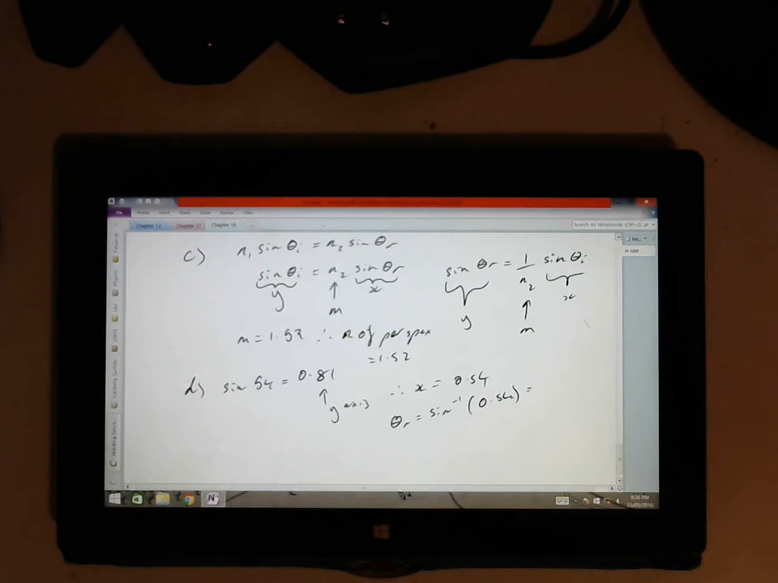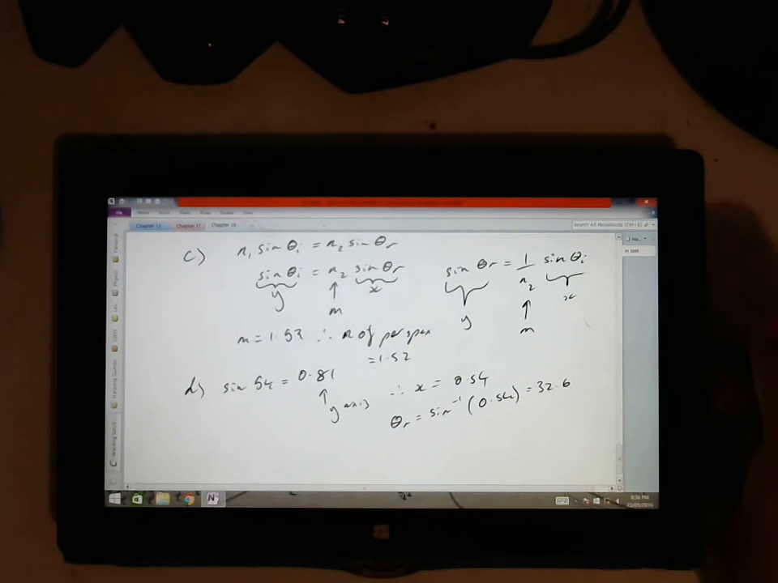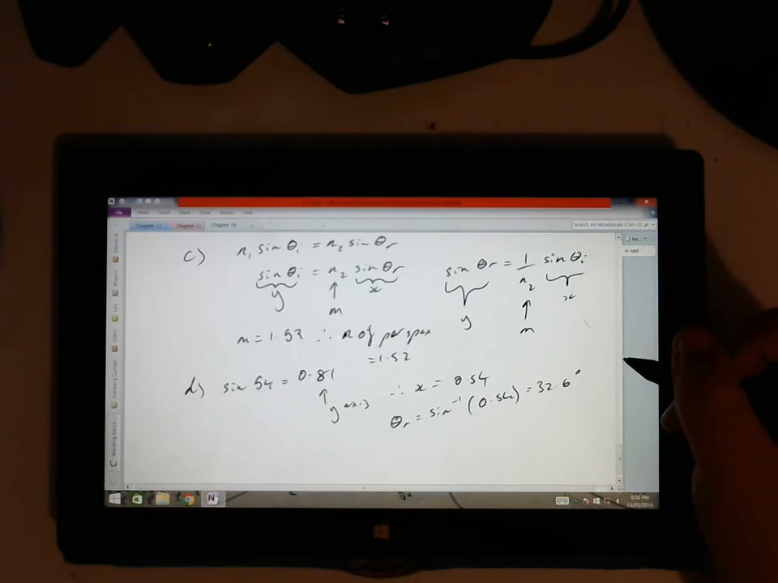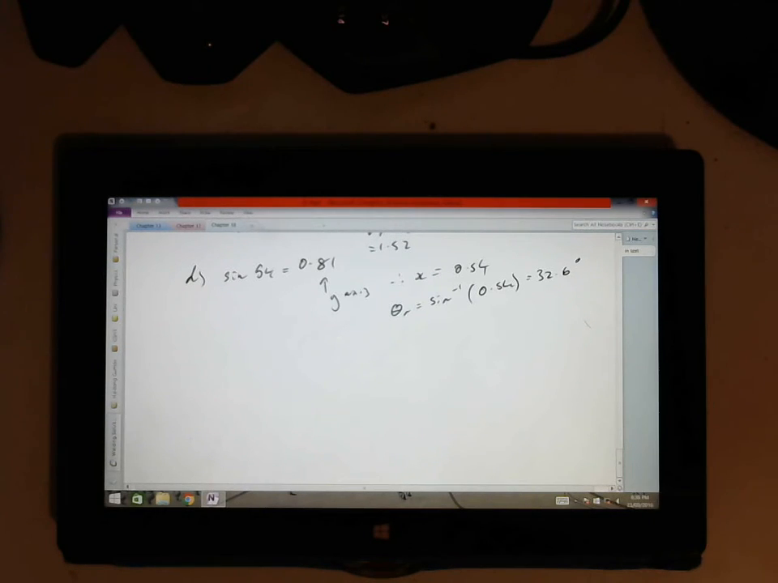So we need to arc sine this number to get theta R. Shift sine 0.54. We get that it is about 32.6. And let's check what our textbook says. Textbook in this case, question 7, said 32 degrees. Pretty close. Obviously the better your graphing is, the better your answer will be. Okay, let's head down to the next bit.